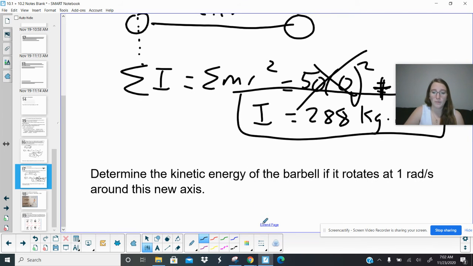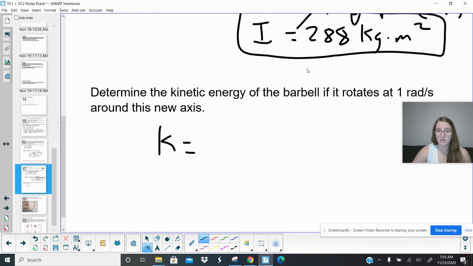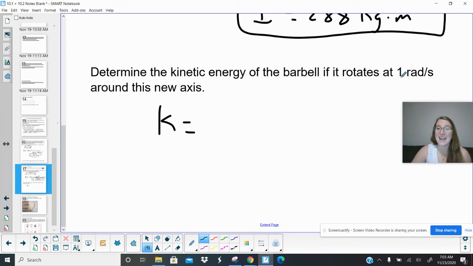Okay, I want you to try one more. Oh, sorry, yes. So determine the kinetic energy of the barbell if it rotates at 1 radian per second around this new axis. So look back. We're doing the kinetic energy now. We did that formula on Friday. Look back through your notes. This is the rotational inertia. This is its angular speed. Go ahead and find it.